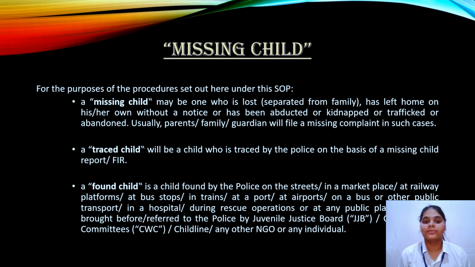A missing child is the one who has been lost or separated from the family. He has left the home without any notice, with or without their own will, or they have been kidnapped, abducted, or trafficked in any sense. In these cases, it is believed that the family, guardians, or the parents are the ones who file the complaint of the missing child. A traced child is the one that the police has found after the FIR that has been filed for the missing child.